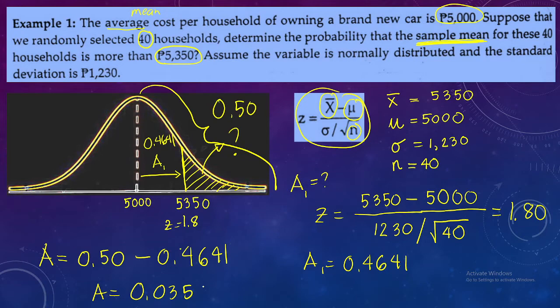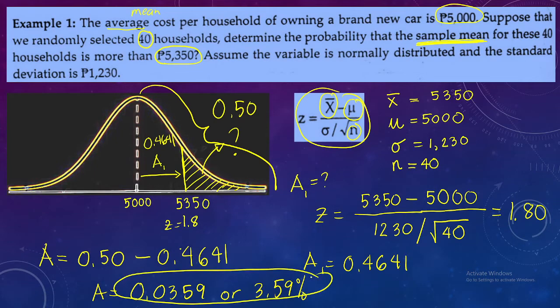0.0359 or this is 3.59%. So this is now the probability that the sample mean for these 40 households is more than 5,350. Any questions about example number 1? Section Galileo, any questions about example number 1? None, sir. Okay, let's go to example number 2.